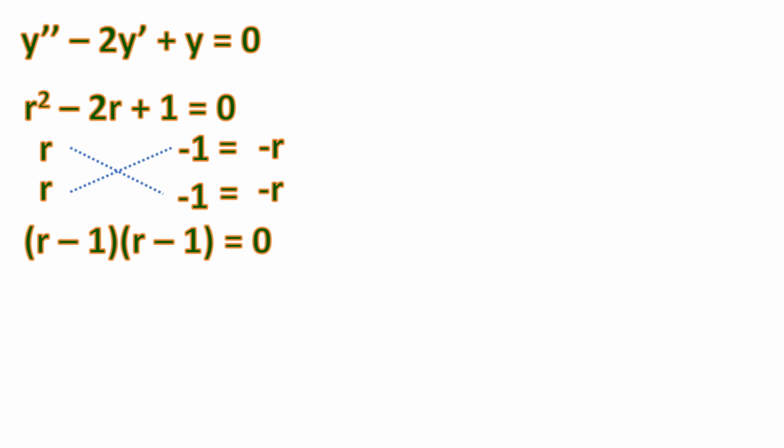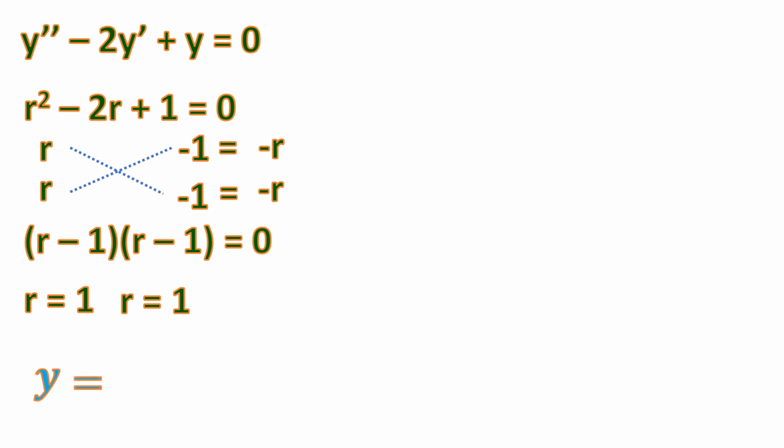So the factored form of the auxiliary equation is r minus 1 times r minus 1, or you can write it as (r minus 1) squared. So we're going to equate it to 0. So it's r equals 1, another r equals 1. So we have a root that is repeating, a multiplicity of 2. Now how are we going to write the general solution if it's repeated? So write it this way.